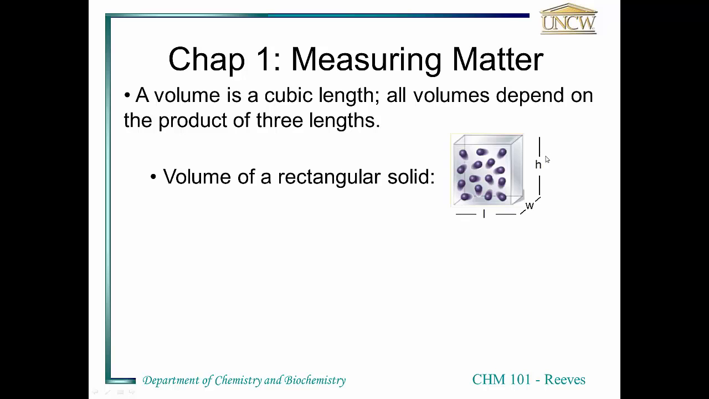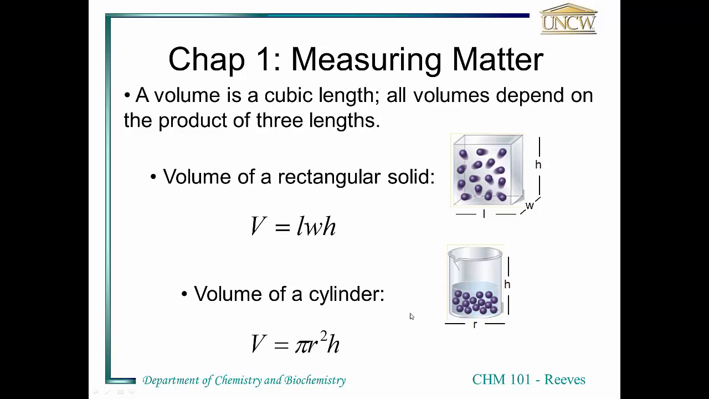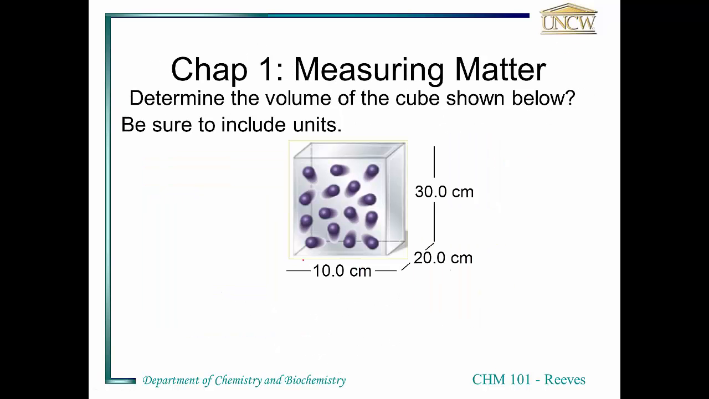So a rectangular solid, for example, would have a volume equal to its length times its width times its height, and since length, width, and height would all be lengths, the product would be a cubic length. Likewise, the volume of a cylinder, which is pi r squared times h, is again a cubic unit. So let's determine the volume of this rectangular solid.